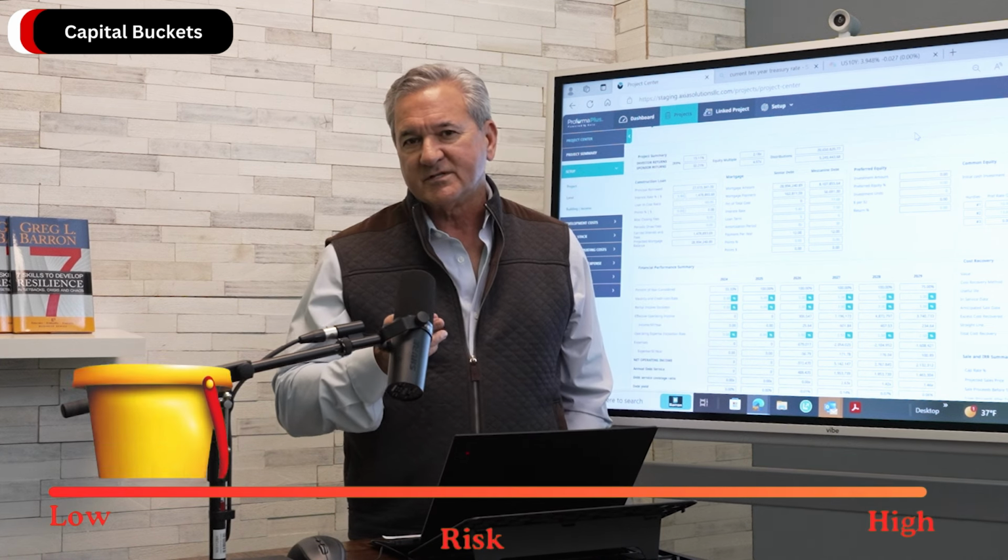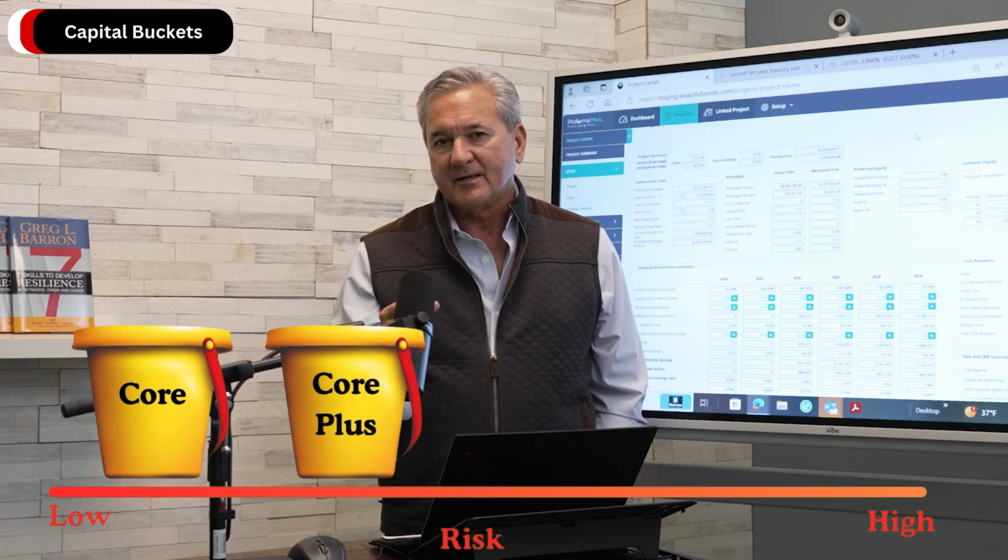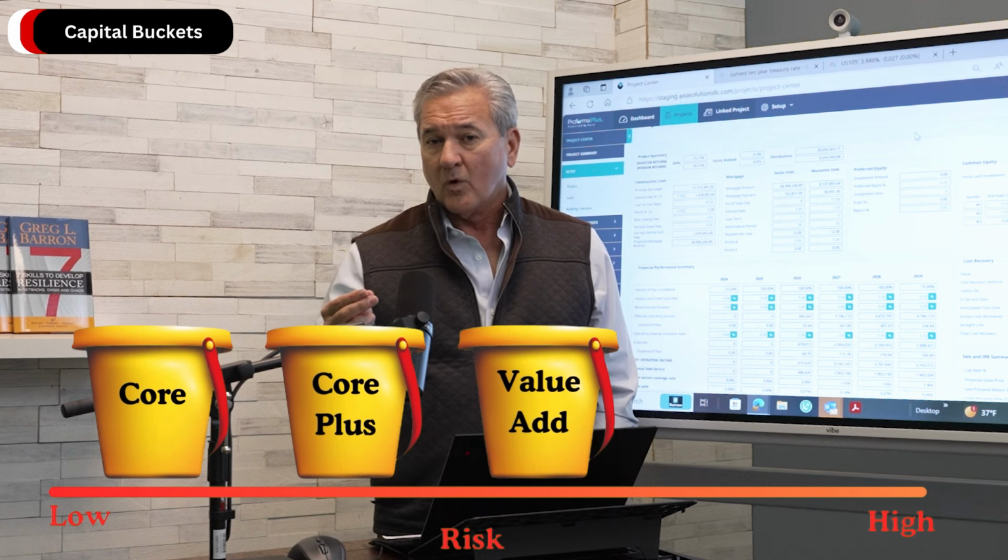So it stands to reason our expectation of our internal rate of return, which is basically the sum of all cash flows, and then you add on the exit value to get your year-over-year return discounted back to the present value. So typically the lowest risk asset in the capital bucket class are the core assets.